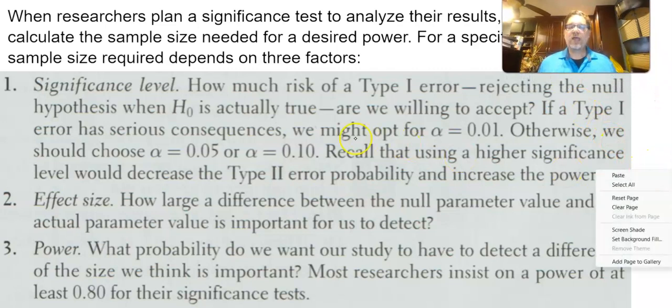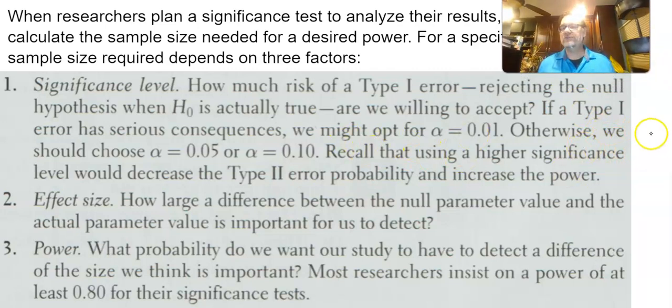How much risk of alpha? Remember, alpha measures the probability of a type 1 error. How much risk of a type 1 error, that is rejecting the null hypothesis when it's actually true, are we willing to accept? If a type 1 error has serious consequences, you might opt for a very low alpha level. Otherwise, choose 0.05 or 0.10. I like 0.05; I think that's always a good one. Recall that using a higher significance level would decrease a type 2 error probability and increase the power.